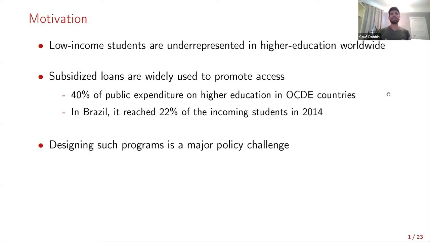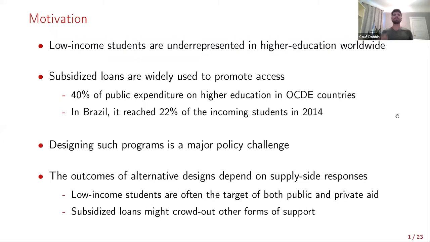And as you can imagine, finding the best way to allocate all this money is a major policy challenge. And one of the main reasons why it's so difficult is that when you compare the alternative of different designs, you have to take into consideration supply side responses. What I mean by supply side responses is that you have to take into consideration the way in which colleges are going to change their behavior because now you have a financial aid policy in place.